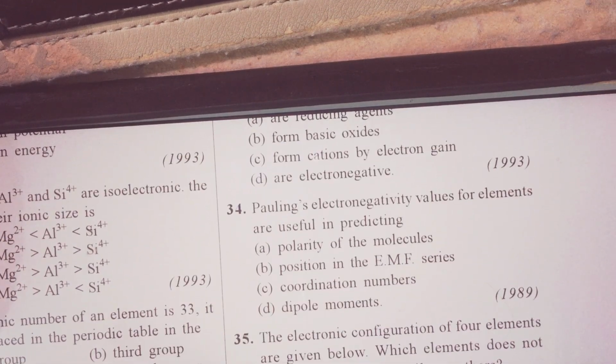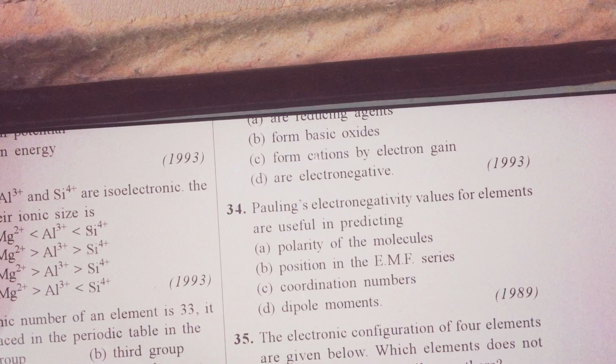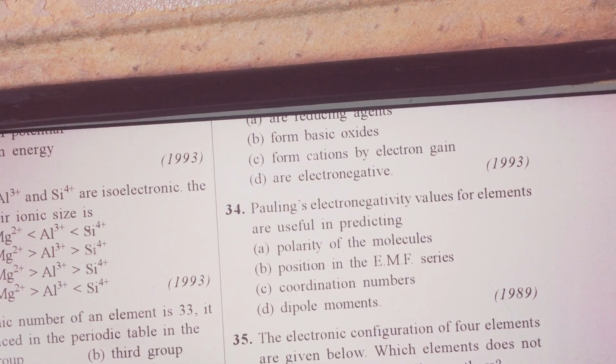Pauling electronegativity values of elements are useful in predicting the polarity of the molecules. The more electronegative atom will make a negative pole in a molecule. The less electronegative atom will make a positive pole in a molecule.